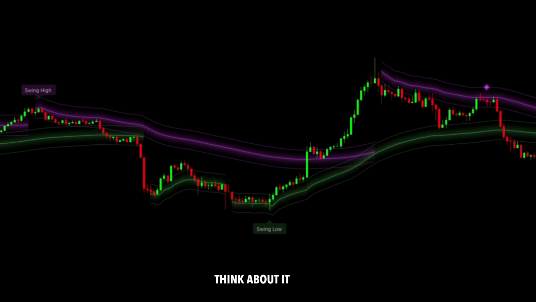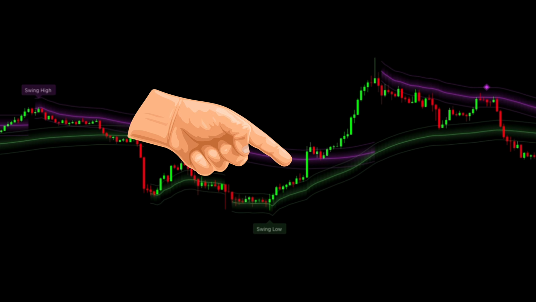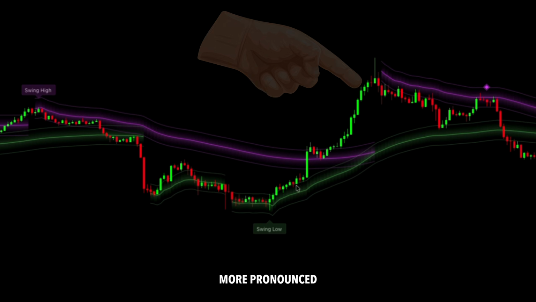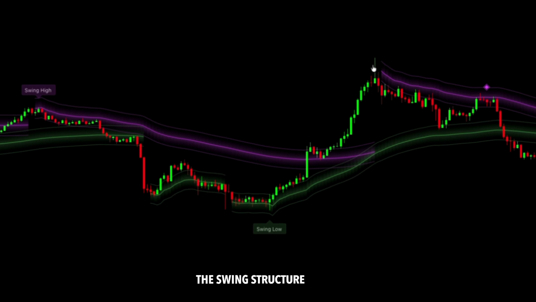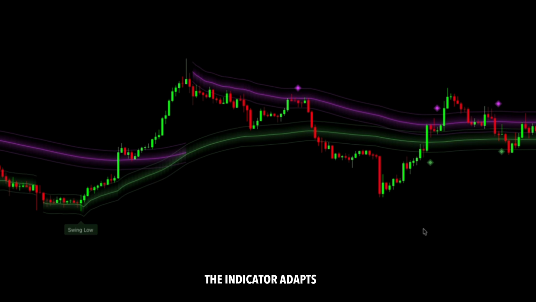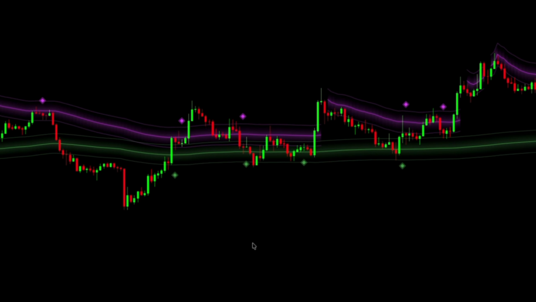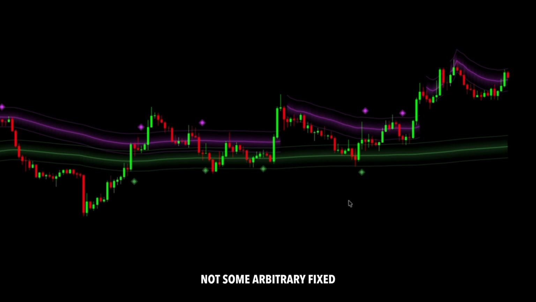Think about it. When a strong trend develops, swings become longer and more pronounced. The swing structure bands recognize this and extend accordingly. When price enters a consolidation phase and starts chopping around, the indicator adapts by contracting the bands. This is market-driven intelligence, not some arbitrary fixed parameter.